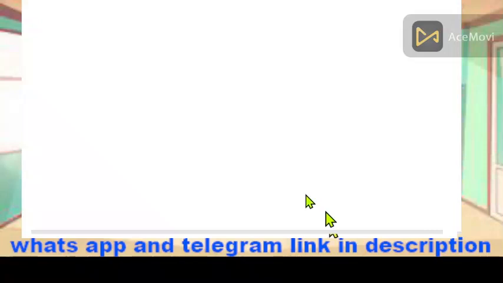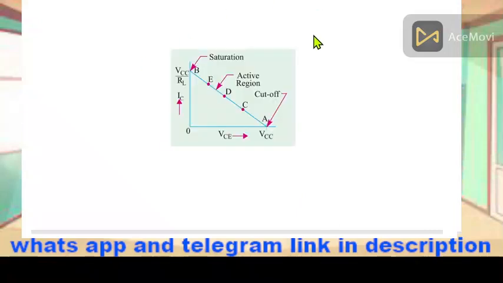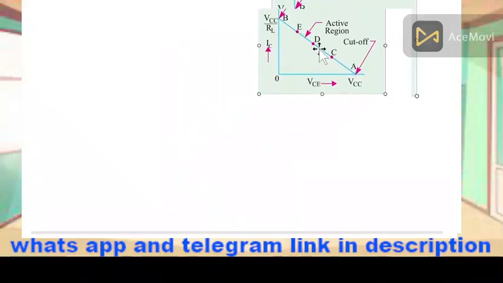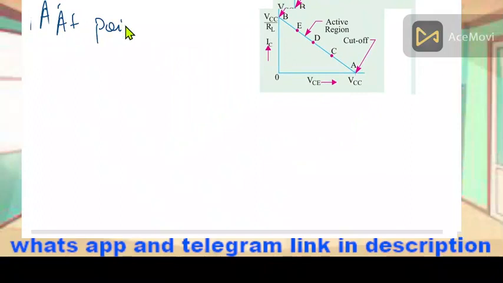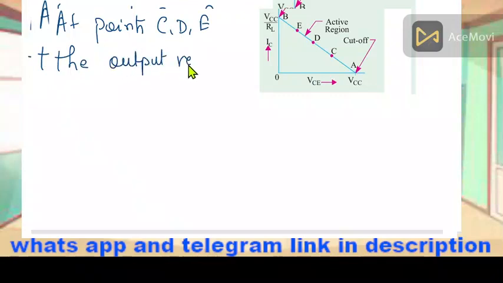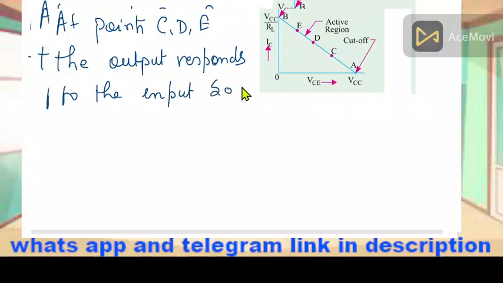I told you what the active region is and why it is called the active region, because this is the region where the output current is responding to the change in input current. At points C, D, E, the output responds to the input. So it is the active region. We are interested in this region and we are going to analyze this region.